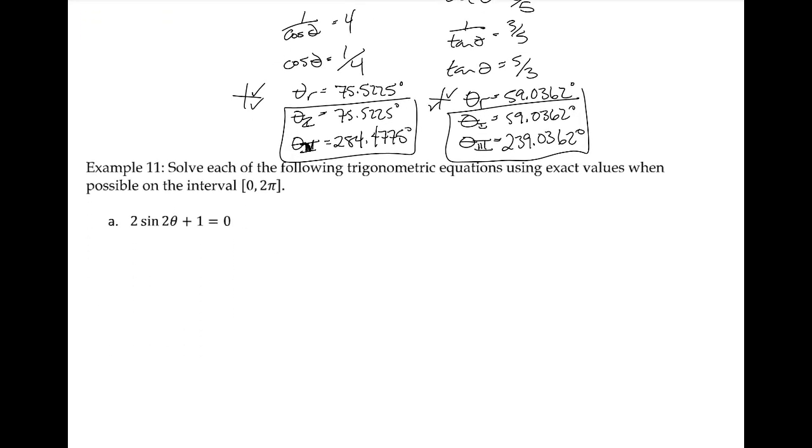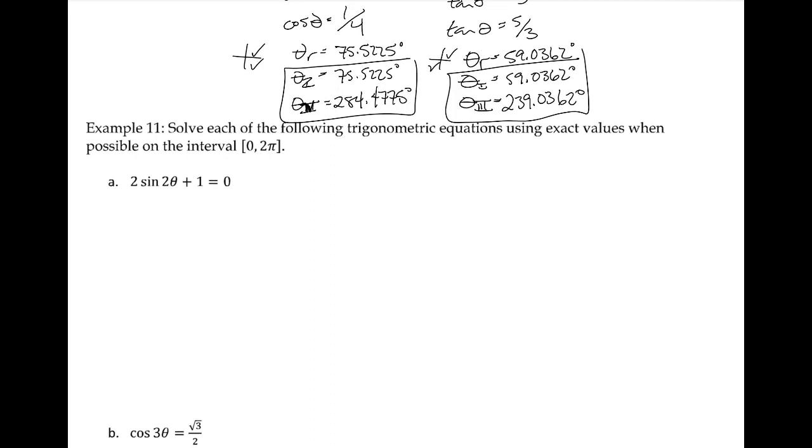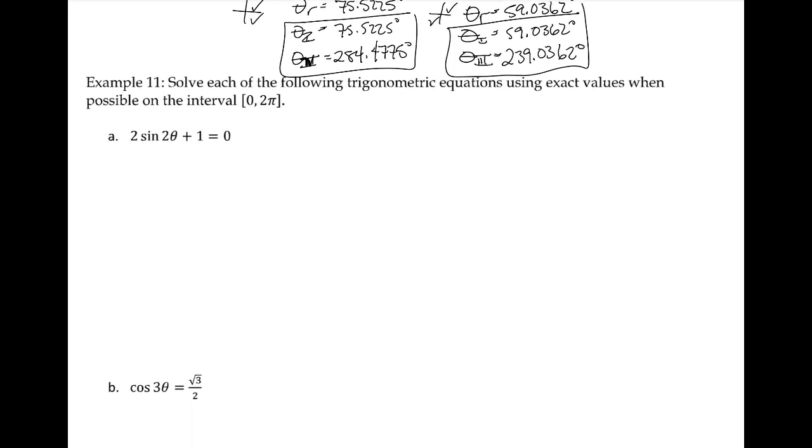So what does this mean for the next one? Well, this is a different type of question, actually. Example 11 looks at what we call multi-angles. So we see right away that we've got 2 theta in here. That's not supposed to be a square, I forgot to put it as an exponent. We've got 3 theta down here. It means that we're going to be considering things going multiple times around the circle.